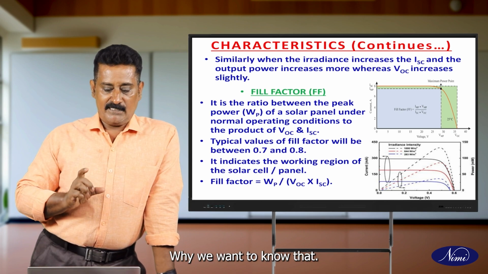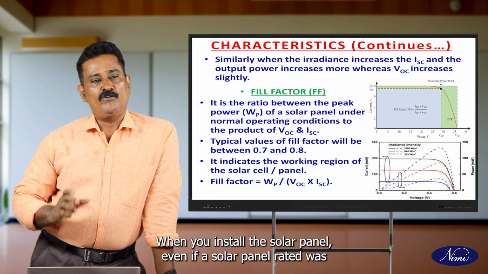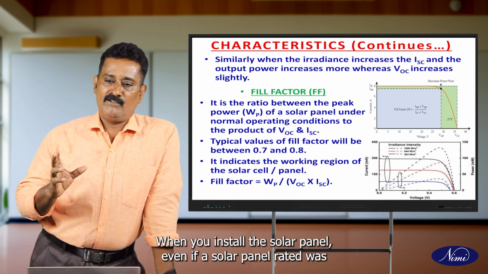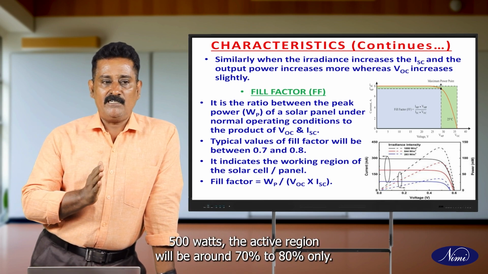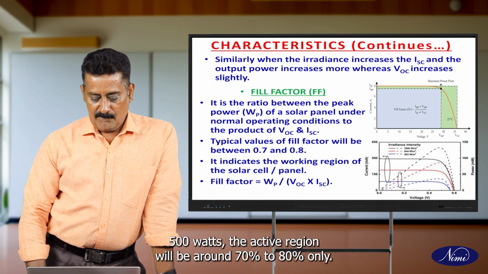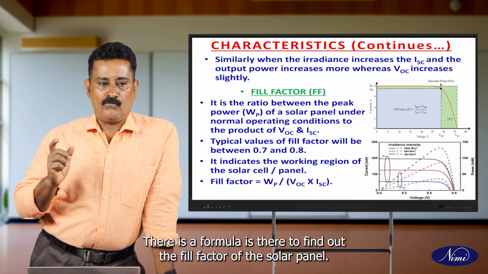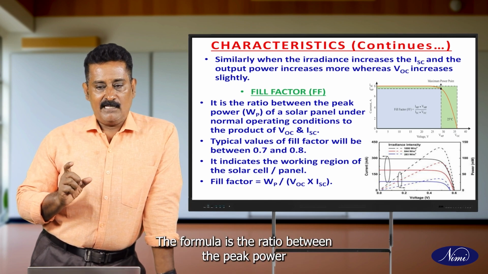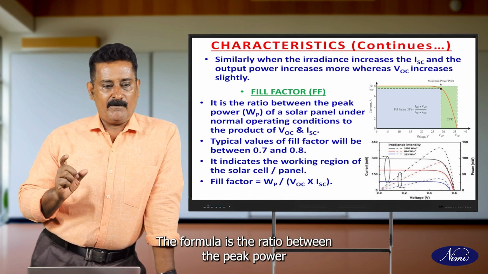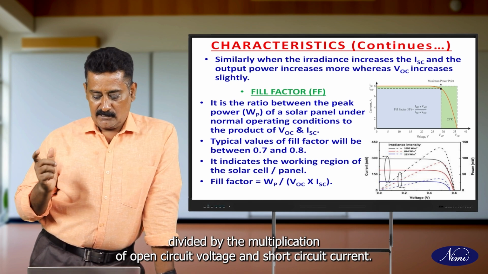Why do we want to know that? This is the active region of the solar panel. When you install the solar panel, even if it is rated for 500 watts, the active region will be around 70% to 80% only. The formula to find the fill factor is the peak power divided by the multiplication of open circuit voltage and short circuit current.